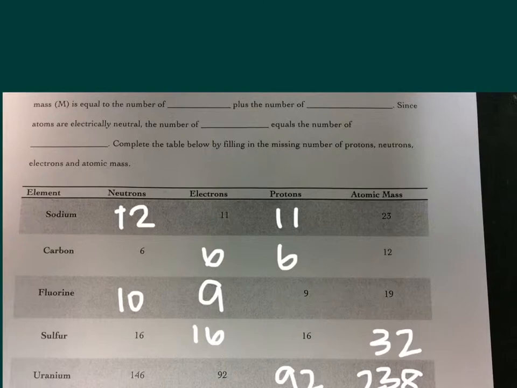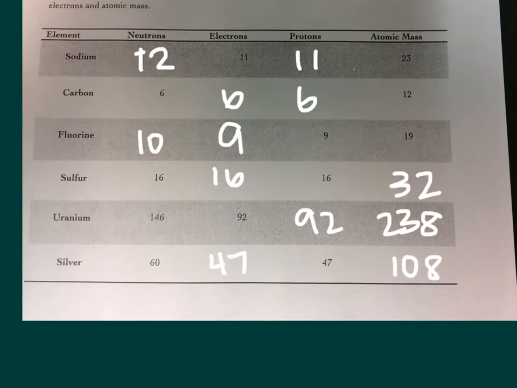All right. Questions about how we arrived at those answers? Anybody need any clarification? 107? Yeah. Oh, yep. It turns out the ones that are on your test you don't actually need a periodic table for.